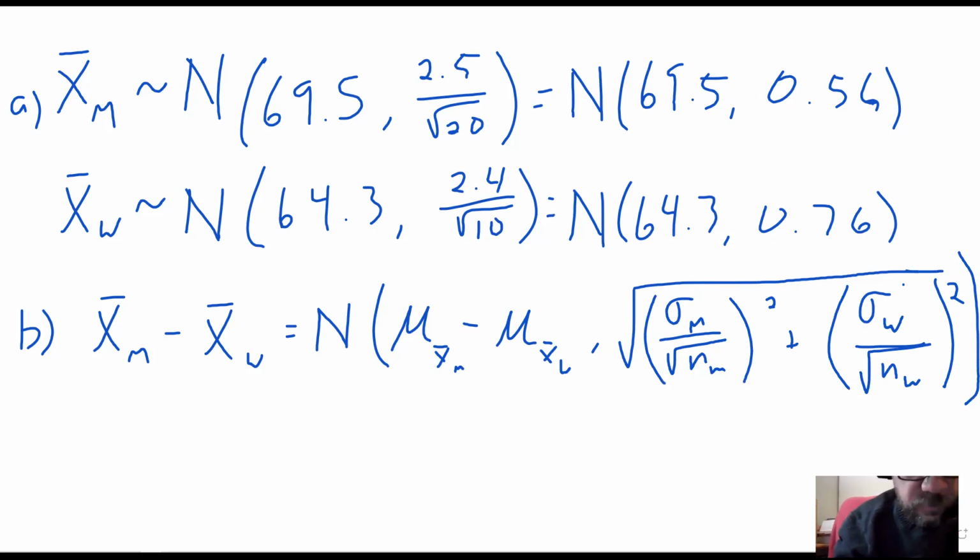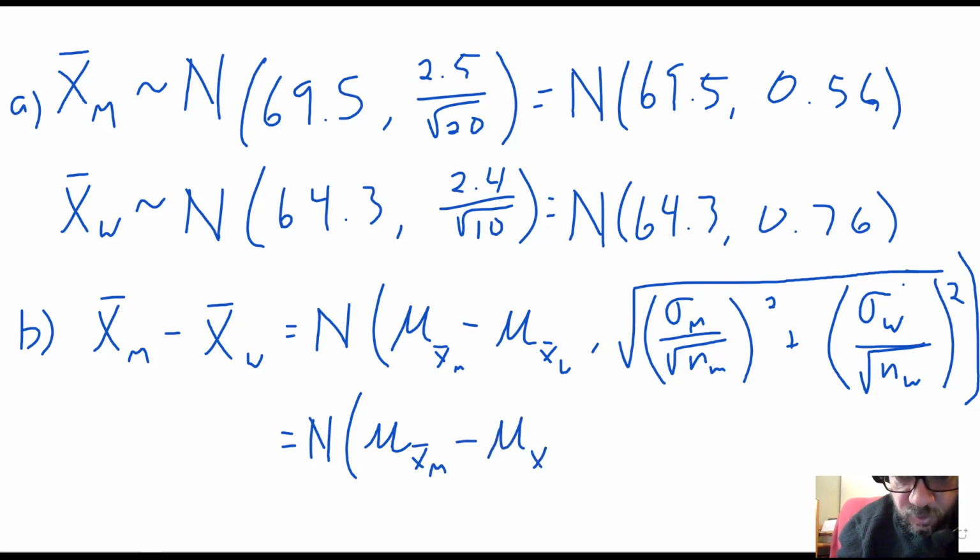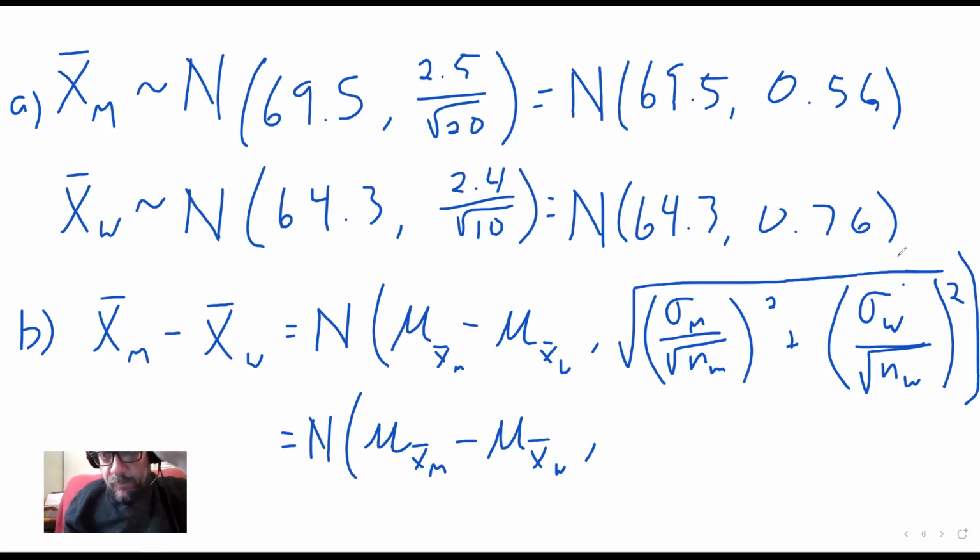So I'm going to simplify this a little bit. So this is a normal distribution of mu sub X bar M minus mu sub X bar W, comma, the square root of these things squared and added together. The portrait is just in the middle of everything. No matter where I'm going, it's right there, guys. So I'm just going to square those things individually.